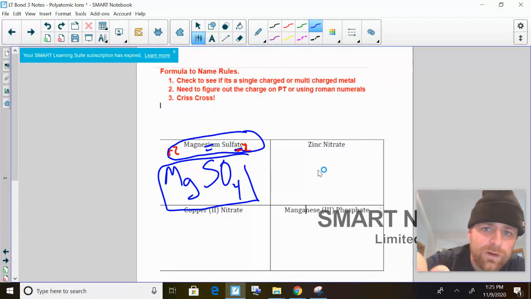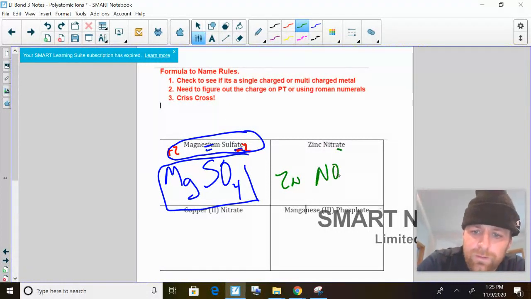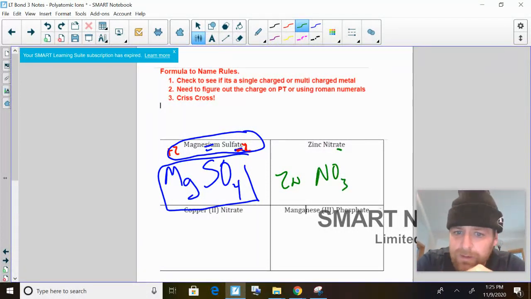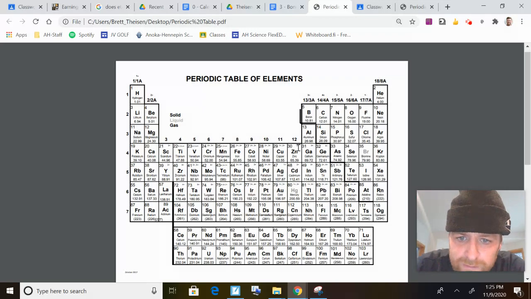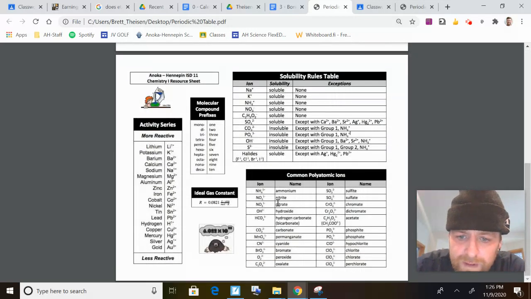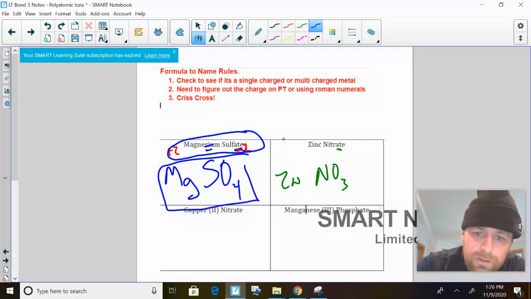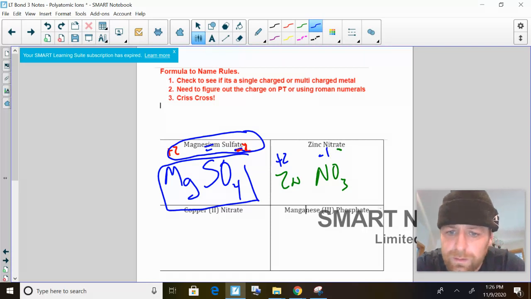Okay, so zinc nitrate: Zn, and then nitrate, not nitride, is NO3. Well, if I look on my periodic table, I can find out that zinc is +2 and nitrate is -1. So +2 and then -1. Okay, so now the question is, what do I do?